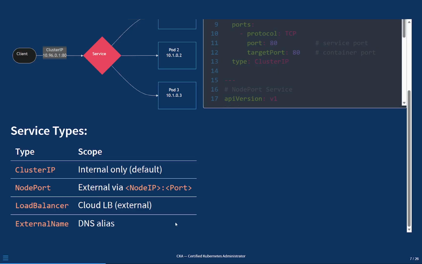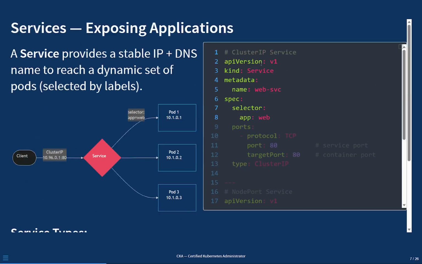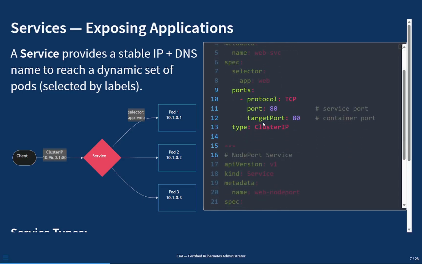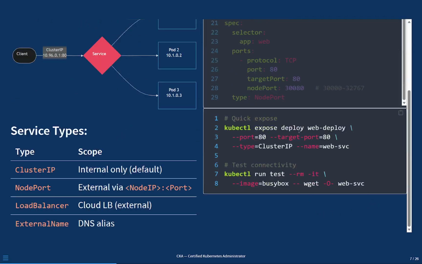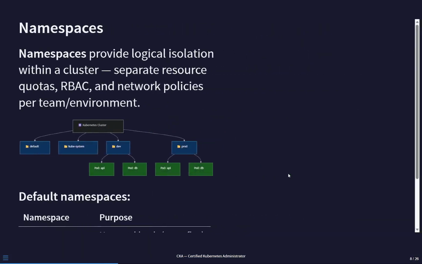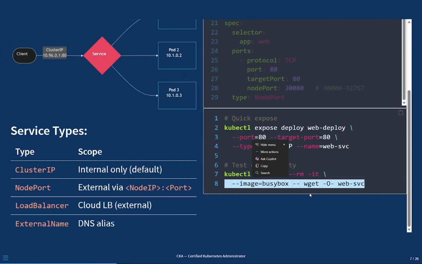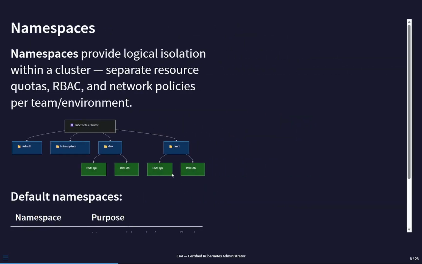Click. The YAML on the right shows both a ClusterIP and a NodePort service. The key field is selector. It must match the labels on your pods exactly. On the bottom, the imperative shortcut kubectl expose is the fastest way to create a service in the exam. Always test connectivity with a throwaway pod using kubectl run test --rm -it --image=busybox -- wget.